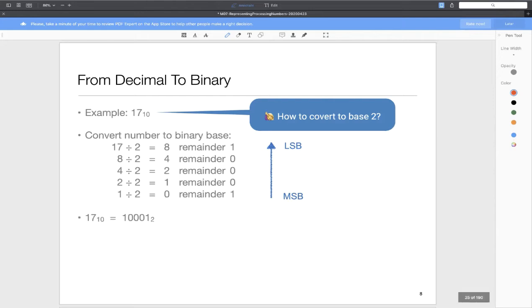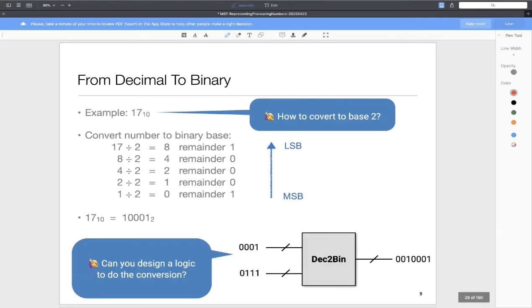So that strategy works. The symbols 1, 7 in base 10 represent the number 17, and the symbols 10001 in base 2 also represent the number 17 using the coding that we described, which is the place value coding.